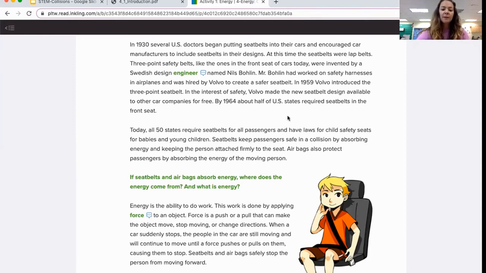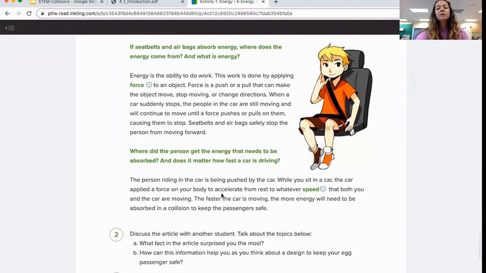So if seatbelts and airbags absorb energy, where does the energy come from? And what is energy? Energy is the ability to do work.